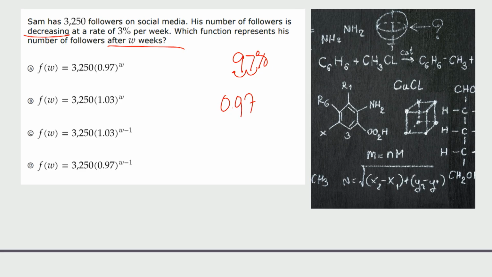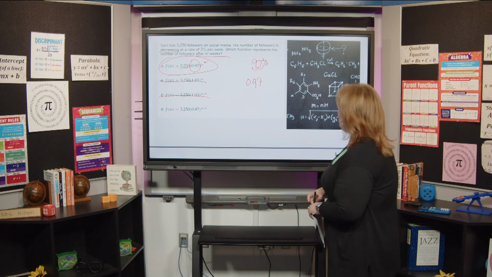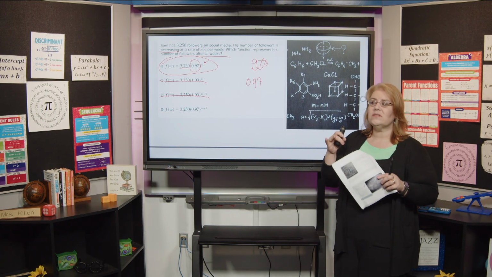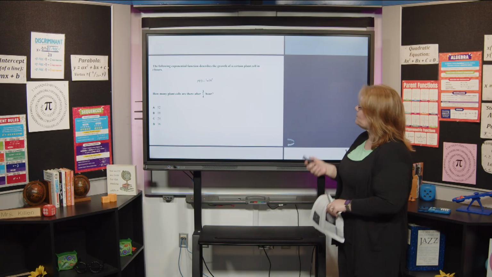Okay, so I know this and this are not the answers. So then it says that he has this many followers after W weeks. So obviously I take how much it was and multiply by how many he had left for each week, and my answer is going to be A. Make sure that you're looking at that decreasing. Make sure that you're looking at that rate in percentages, and we're going to have to change that into decimals. You always want to remember those skills that we've learned beforehand.